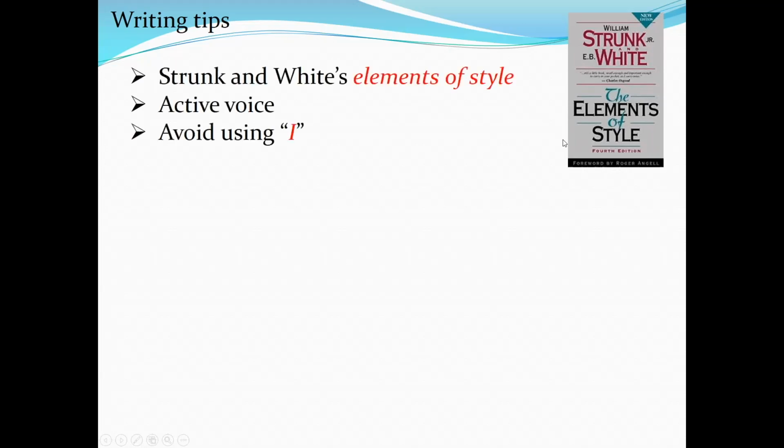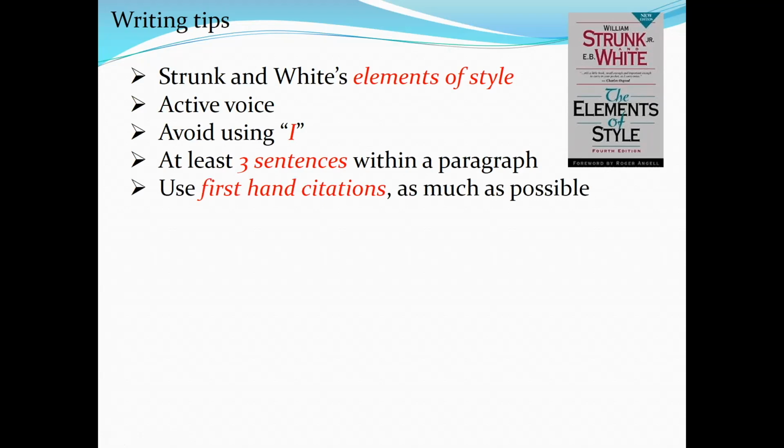So active voice, avoid using "I"s, at least 3 sentences per paragraph. I've seen 2 sentences per paragraph. So if there's 2 sentences, that's like merging a big paragraph. So you need first-hand citation as much as possible. Do not use second-hand citation. So do not, when somebody cites this, you're citing the one who cited that citation. It's like basically use the first hand.